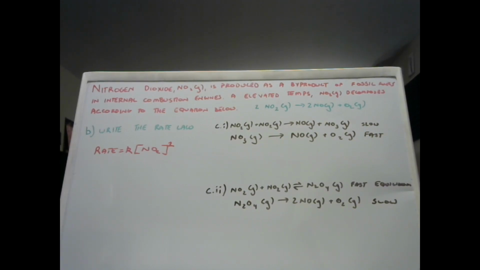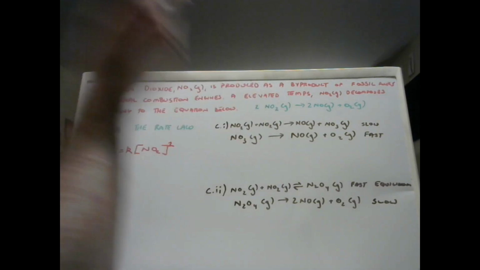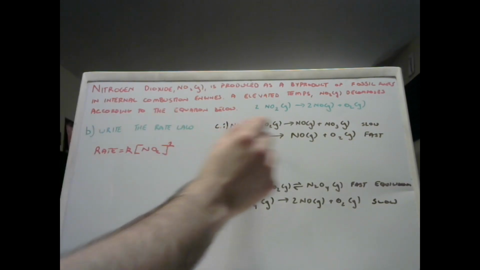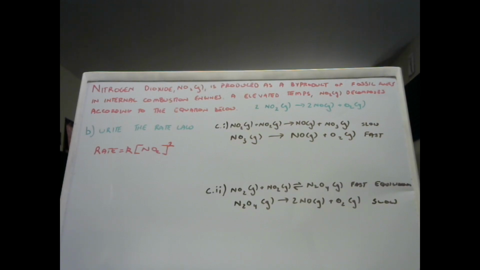The third is that each step be an elementary step, which means that there are either two molecules colliding or one molecule breaking down. Everything is either unimolecular or bimolecular. So here we have two molecules combining. Here we have one molecule splitting up. Here we have two molecules colliding, then one molecule splitting up. So for elementary steps, they all make sense.